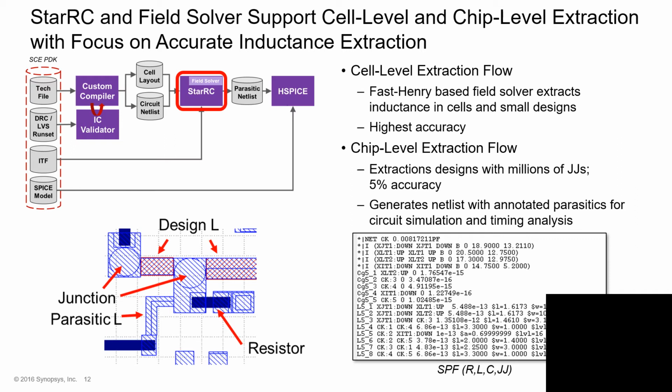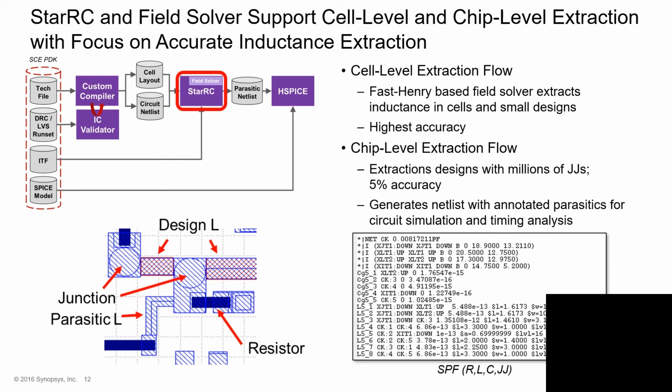At the level of a single structure or at the level of a small cell, you need absolute accuracy, and that's where you use field solvers. Most famous of them is Fast Henry. A lot of our field solver extraction for inductance is based on Fast Henry with our own modifications and variations.